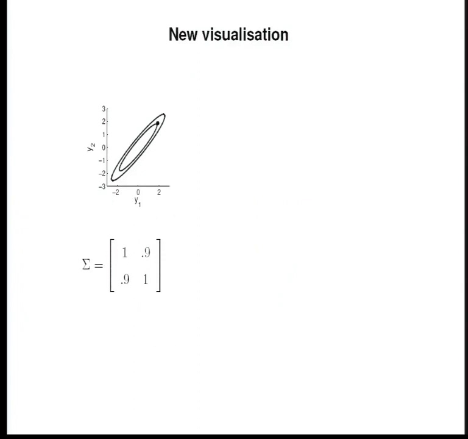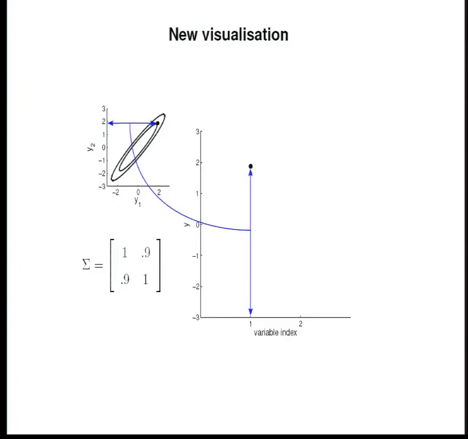Hopefully everyone's happy with this. And now what we're going to switch to is a new way of visualizing what's going on. I plotted the same thing we saw before up here with a sample. This is a correlated Gaussian with a sample from it here. And here's our covariance matrix, just as before, sitting down here. What I'm now going to do is plot this in a different way. The distance of this sample along the y1 axis is going to be plotted as a horizontal height above the variable index here.